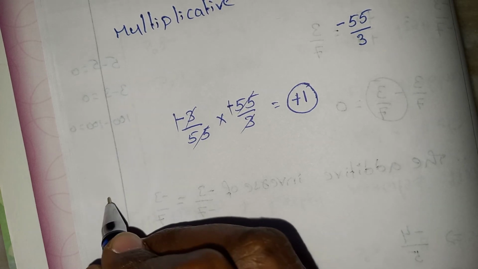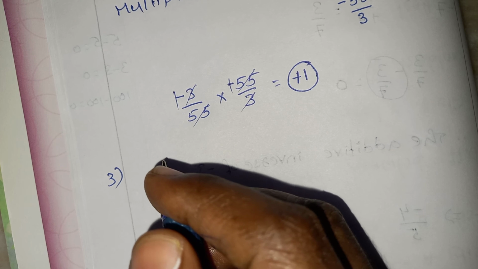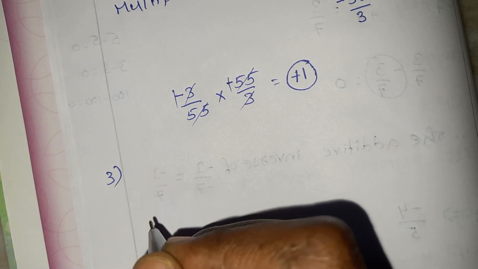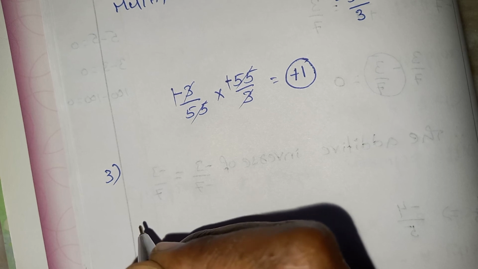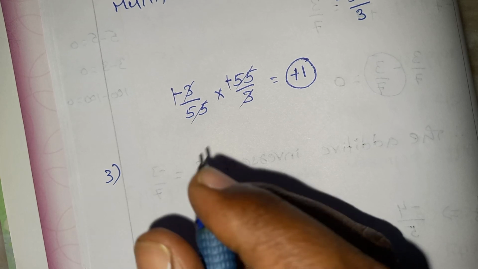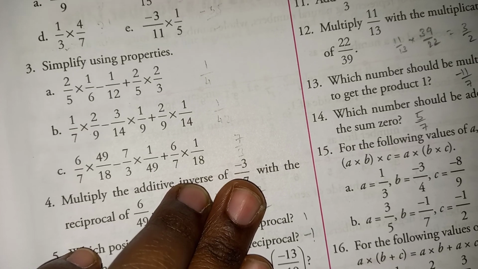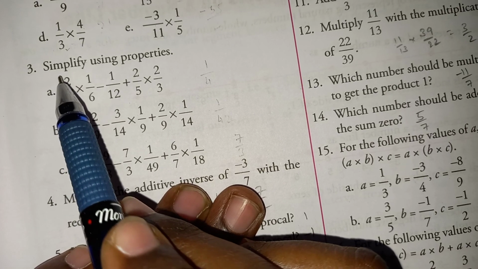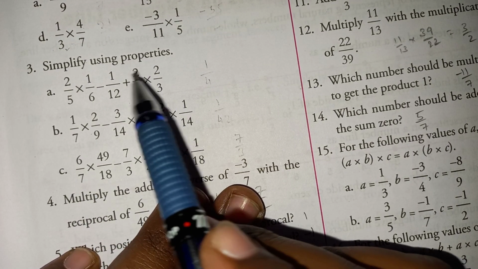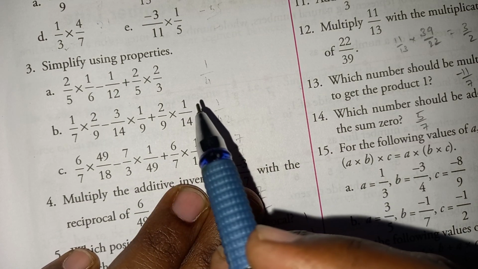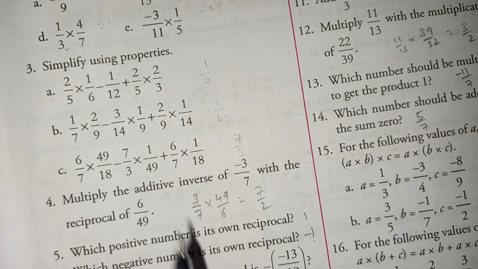Next, let us move to the next Roman. See, I told you only D and E. You have to resolve A, B, C also in your HW, not in CW. Okay. What is this third question? Simplify using properties. They gave some expression. We have to simplify this question using the properties. Okay. Let us take A.